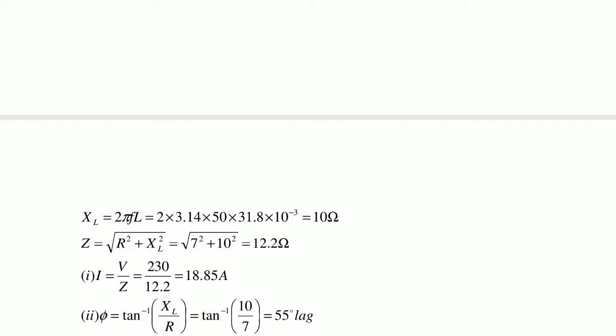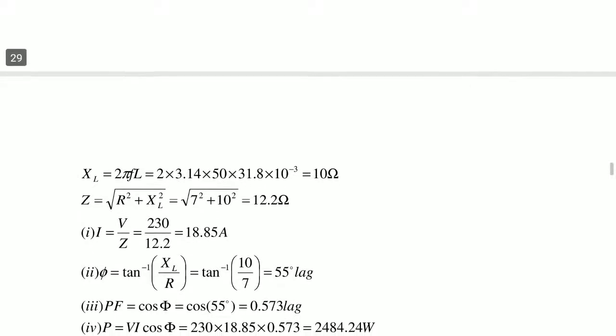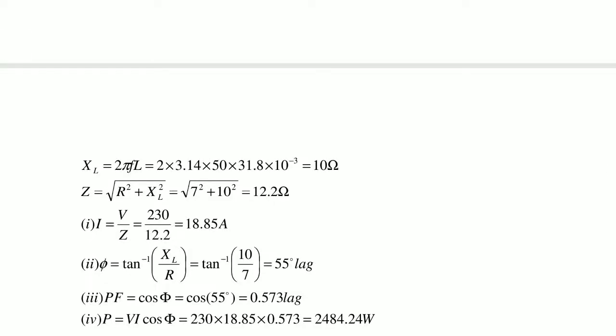So I is equal to V by R is wrong in the RLC series circuit case. Only V by Z. 230 by 12.2 gives 18.85 amps.